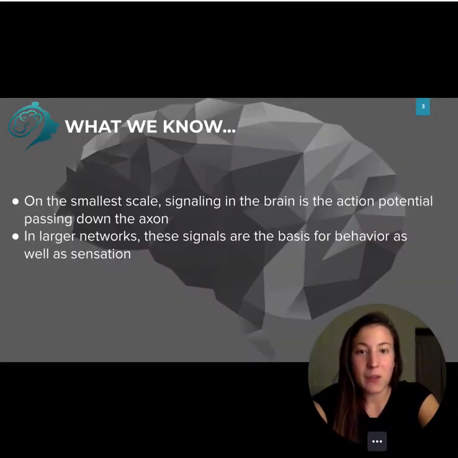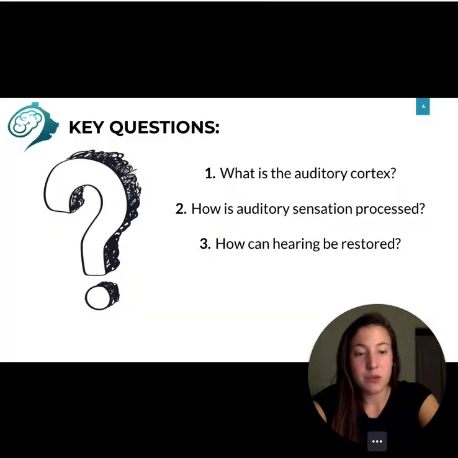So we know that on the smallest scale, signaling in the brain is the action potential passing down the axon. And in larger networks, these signals are the basis for behavior as well as sensation. Our key questions for today are: what is the auditory cortex? How is auditory sensation processed? And how can hearing be restored?